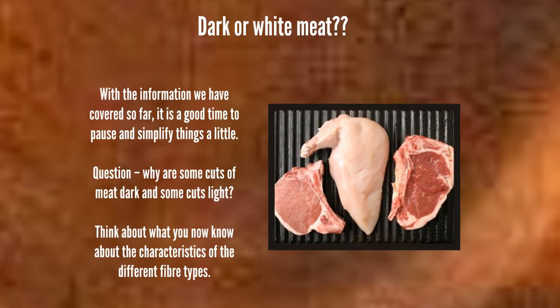And let's talk meat. So from what we know now, we're in a better place to have this discussion. There are obviously different cuts of meat that we eat, and we have to start thinking about meat. The meat of animals is essentially the muscle of animals. Okay, so dark or white cuts of meat. We've got, for example, here, some beef over here, which is of course quite dark. Here's some pork, which is a little lighter, and here's a chicken breast, which is a lot lighter than the other two cuts here. So with the information we've covered so far, what would be your answer to that question? Why are some cuts of meat dark and some cuts of meat light?